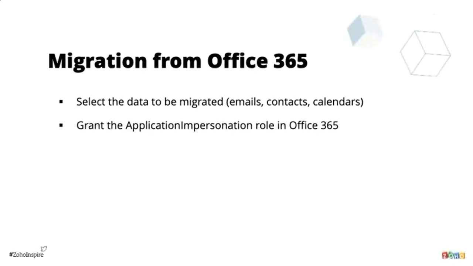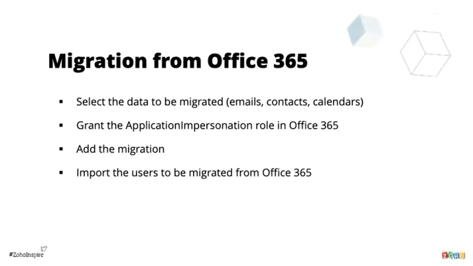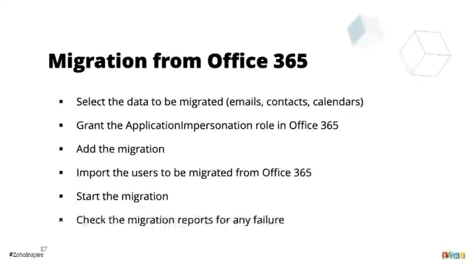Then there is one additional process as compared to G Suite. With respect to G Suite, there is an authentication process that you have to do. Instead, in Office 365, you'll have to grant the application impersonation role. What this role does is it gives you the required access to migrate data from Office 365 to the Zoho Mail account. So whichever account will be migrating the data has to be given this access role. And you'll have to add the migration, import the users. Like with G Suite, you can simply fetch the users and start the migration. Finally, check for any reports in the migration.